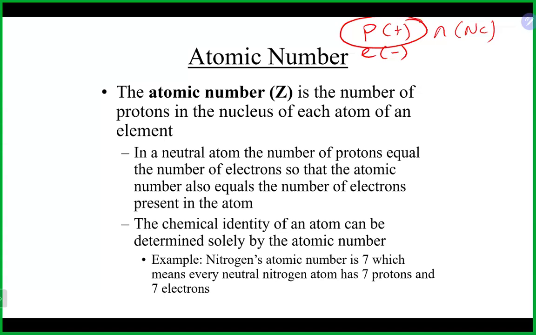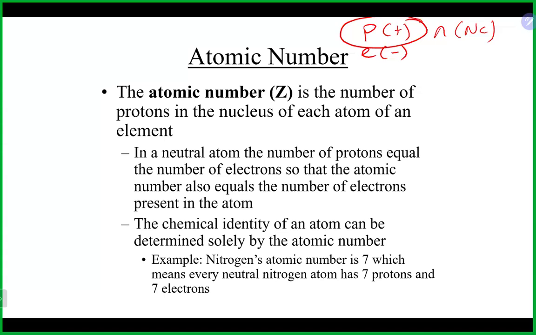It is important, though, to remember if you were asked a question of what is the definition of atomic number, the correct answer is the number of protons, and that is it. Second to that definition is if it's neutral, it will also tell you the number of electrons, but that is not part of the definition of an atomic number.